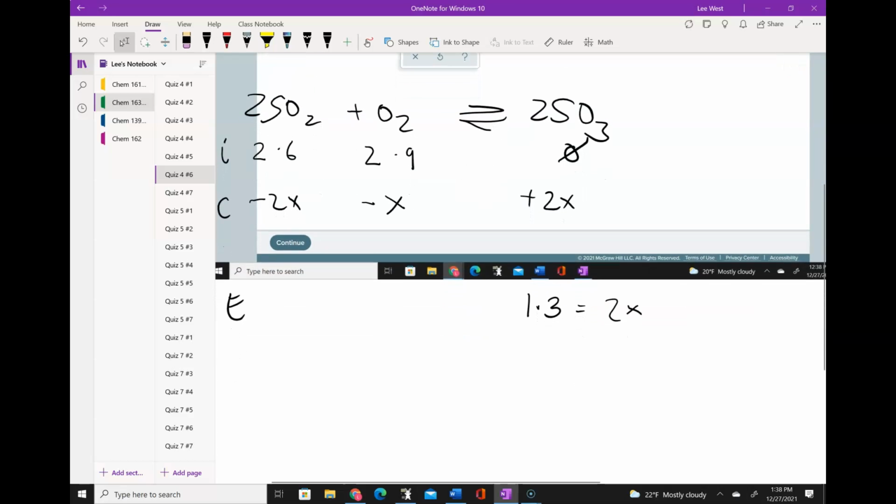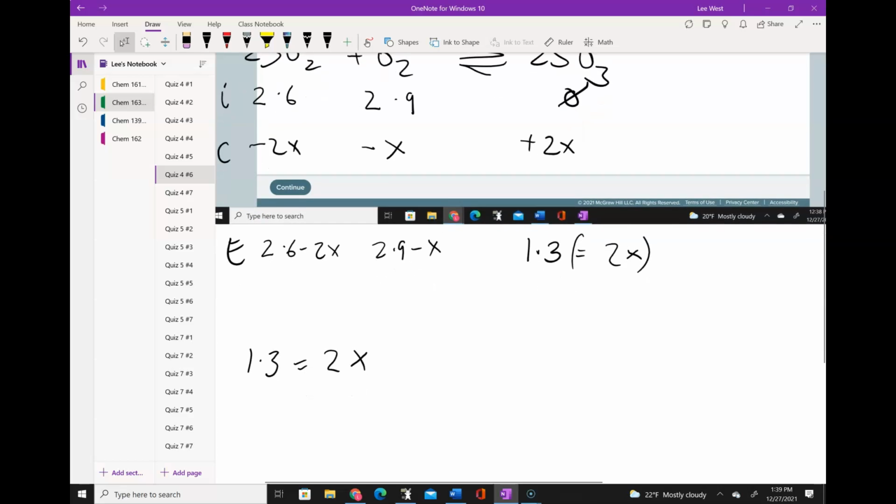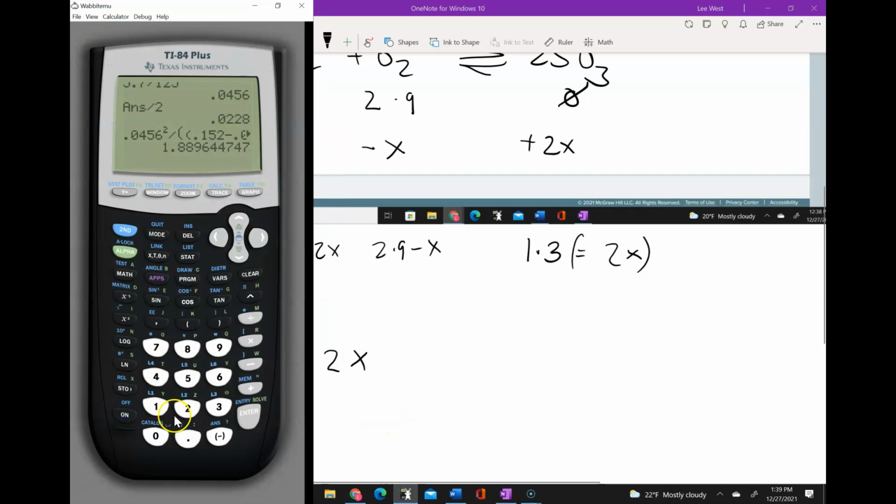So this is not too bad. This is a lot easier, in fact. So this is going to be 2.6 minus 2x, and this is going to be 2.9 minus x. And we know that 1.3 equals 2x. So then x is going to be equal to, well, we should do the math, though. It's going to be equal to half of that, which is going to be 0.65. So x is equal to 0.65.